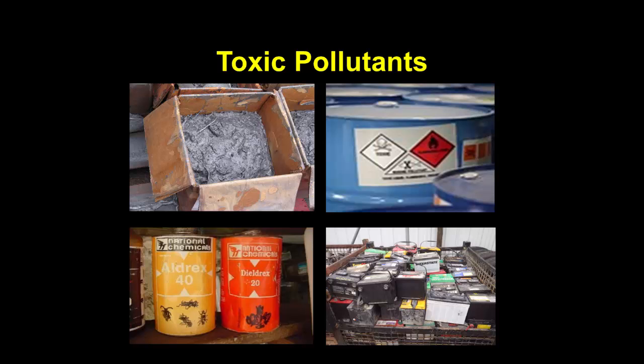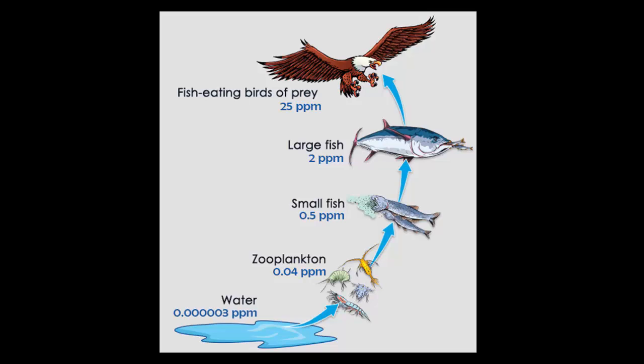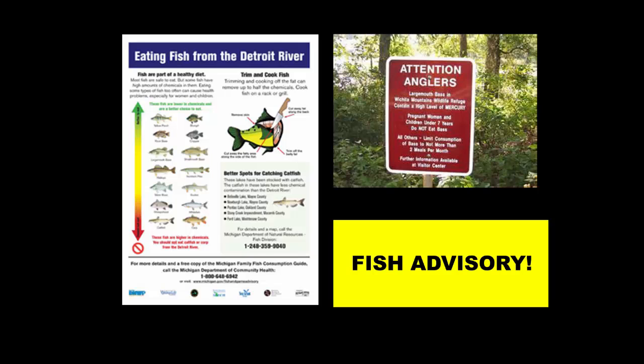Sources of toxic pollutants are quite varied. Pesticides, herbicides, metals, wood preservatives, oil-based paints, used oils, and solvents all have toxic effects on aquatic life and may contaminate drinking water supplies. Some toxic substances can accumulate in the food chain, resulting in fish advisories, limiting the amounts and types of fish we can safely eat.